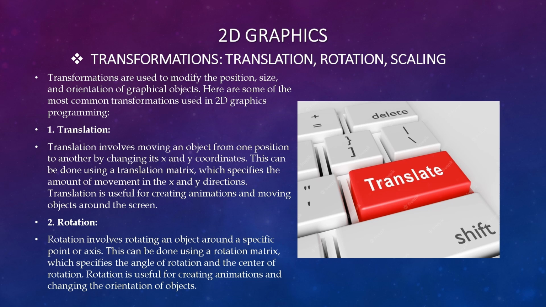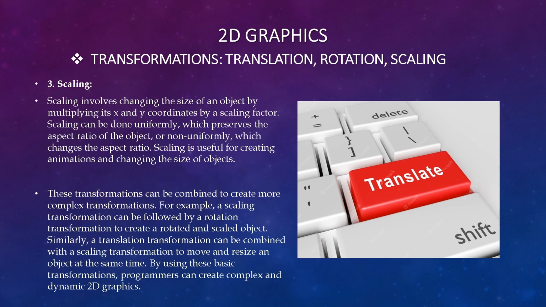2. Rotation. Rotation involves rotating an object around a specific point or axis. This can be done using a rotation matrix, which specifies the angle of rotation and the center of rotation. Rotation is useful for creating animations and changing the orientation of objects.